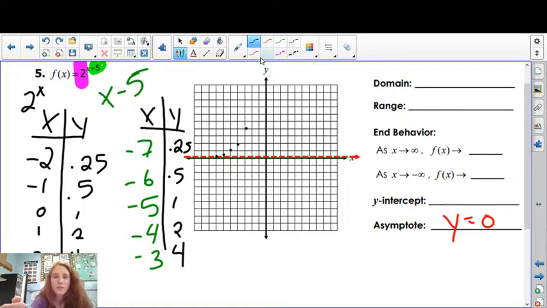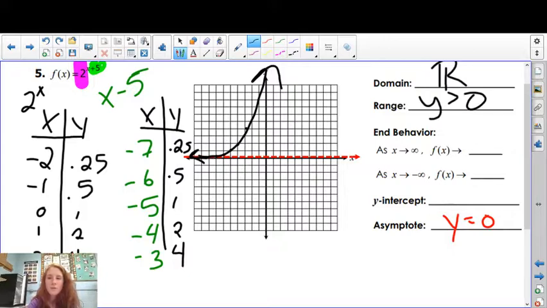Sorry, I realized I should have switched colors and done that slightly bigger. But the general idea is the same. Then you connect your dots. You don't go lower than the red line. The domain is still all real numbers. Range is y is greater than 0. As my x's grow, I go off towards infinity. As my x's decrease, I go off towards 0.